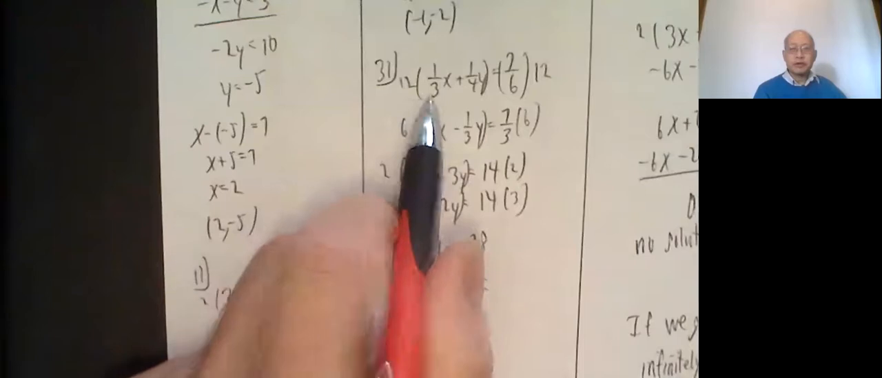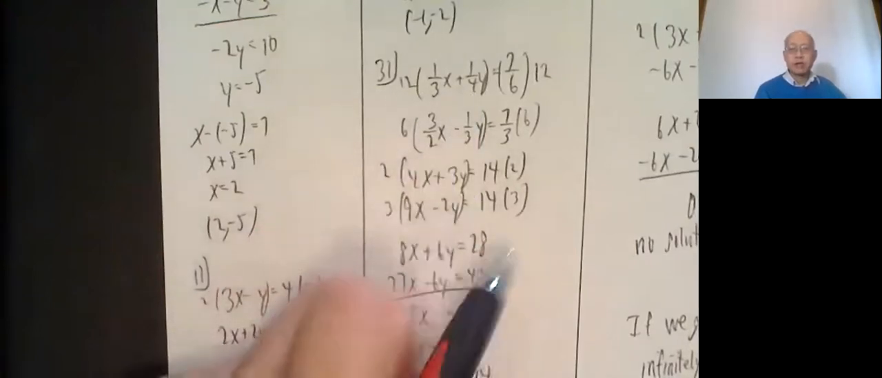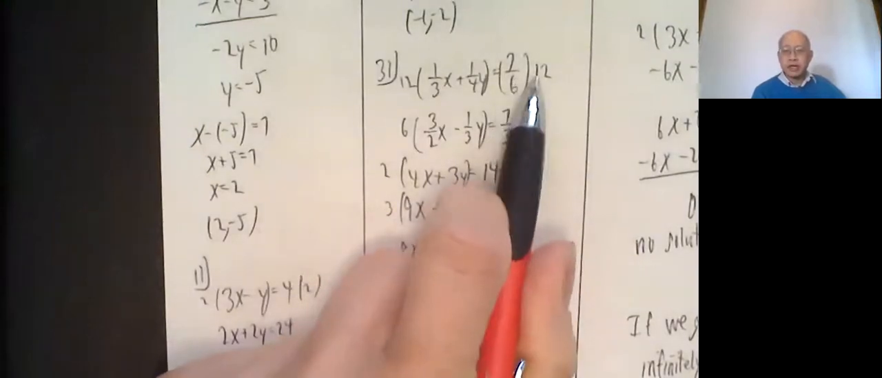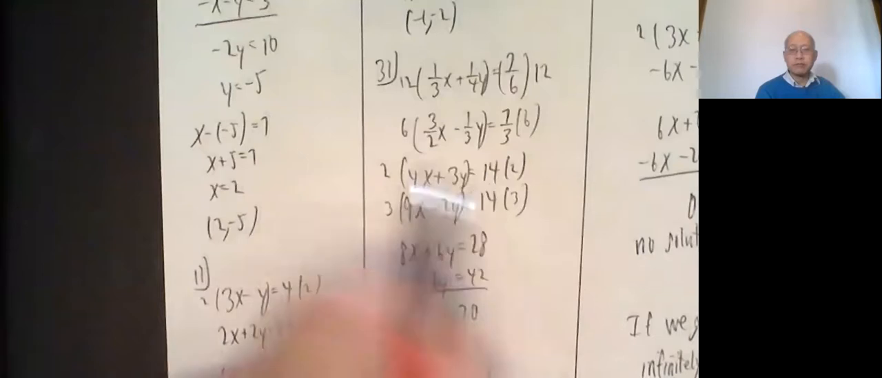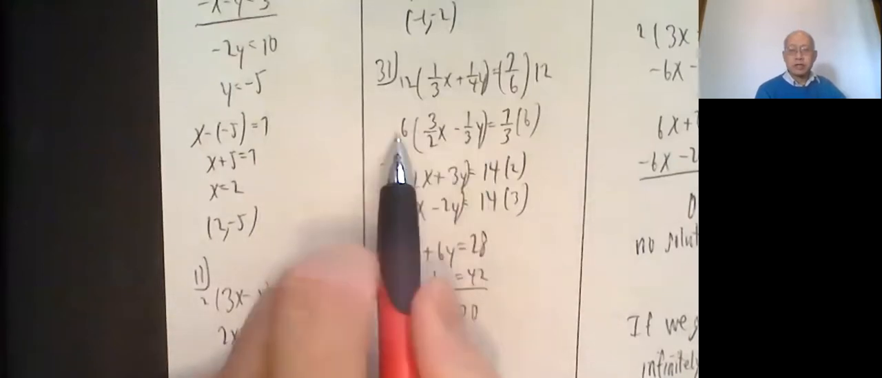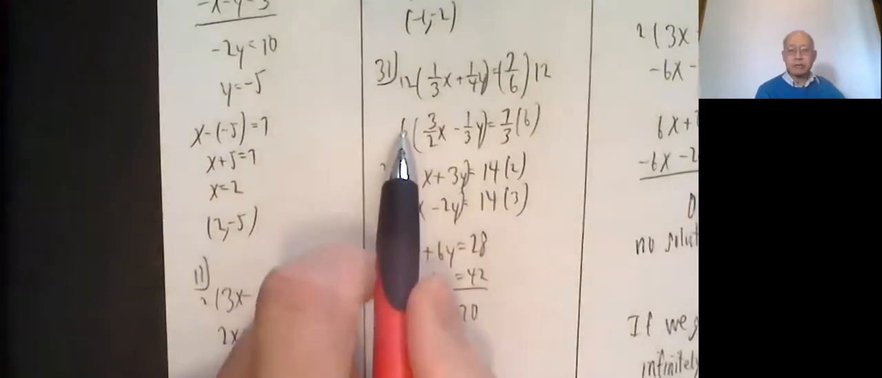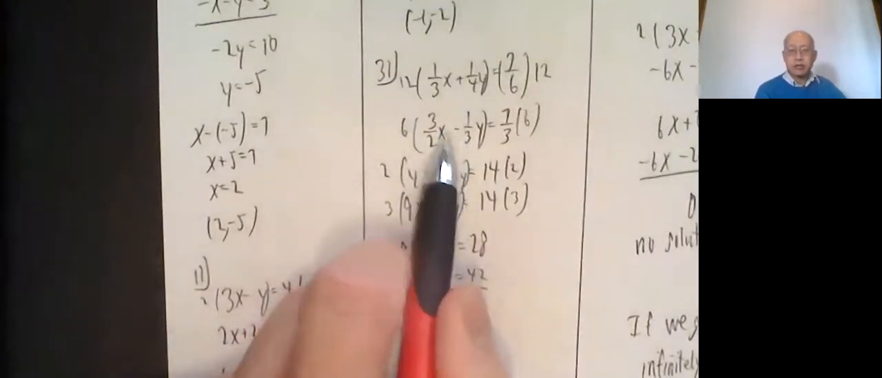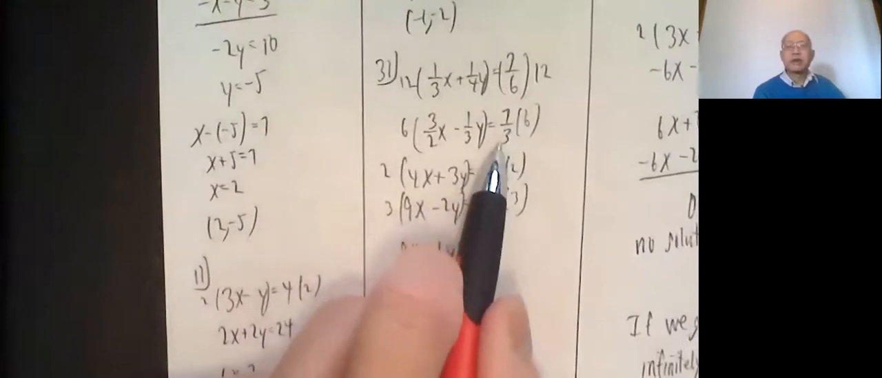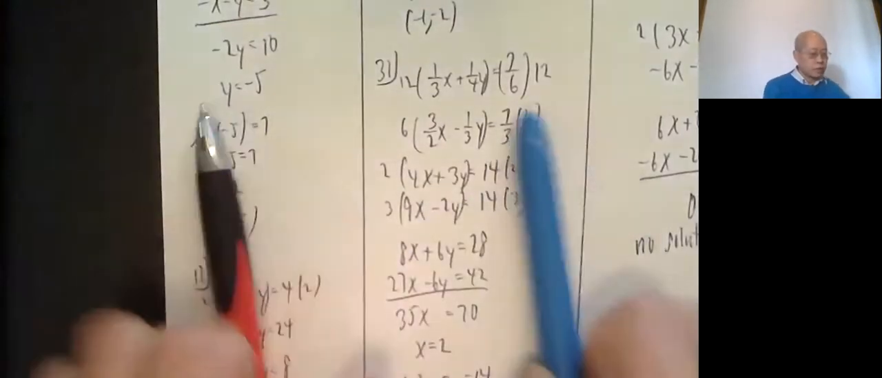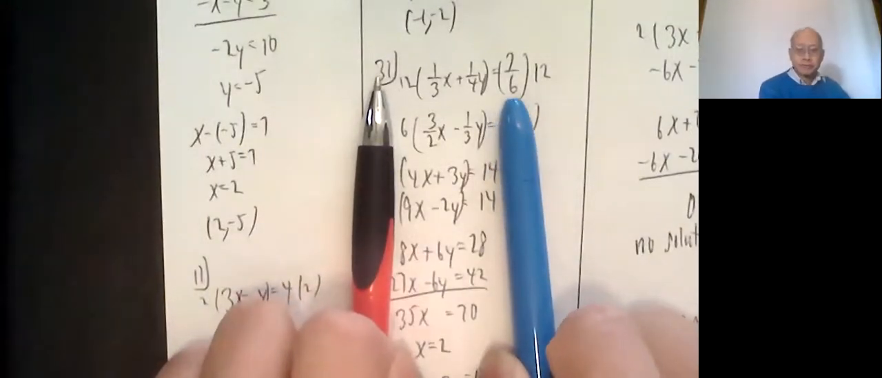So 12 times 1/3 x is 4x. 12 times 1/4 y is 3y. 12 times this, now 12 divided by 6 is 2, and 2 times 7 is 14. Okay, 6 times this. 6 divided by 2 is 3, and 3 times 3 is 9x. 6 times 1/3 y is 2y, minus 2y. And 6 divided by 3 is 2, and 2 times 7 is 14. Okay, so much, much nicer right here.